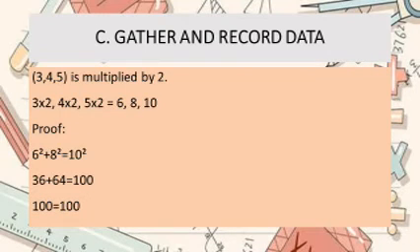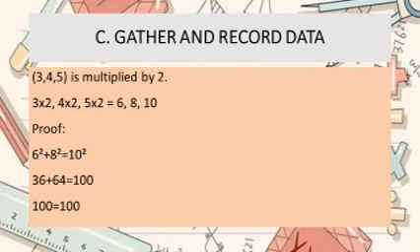Gather and record data. Let us prove the investigation by using different numbers to multiply on the given Pythagorean triples. We will see if the result of the given Pythagorean triple multiplied by a number is also a Pythagorean triple. Let us look at the given Pythagorean triple 3, 4, 5 multiplied by 2. This will become 3 times 2, 4 times 2, and 5 times 2. The result will be 6, 8, 10.